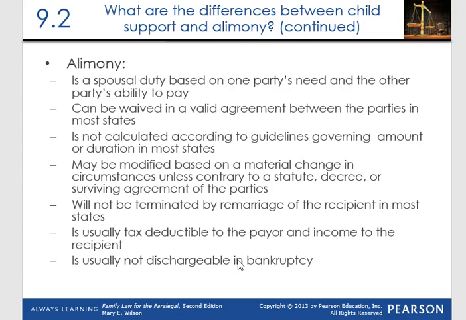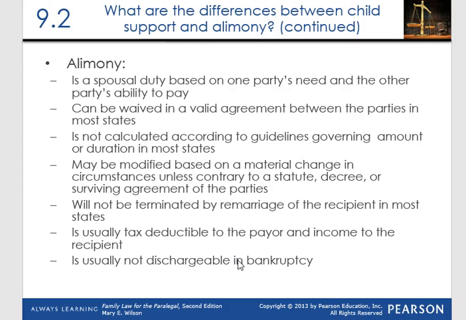Alimony or spousal support is a spousal duty based on one party's need and the other party's ability to pay. Although, again, spousal support is not always necessarily need-based. It can be waived in a valid agreement between the parties in most states. It can be waived in Ohio. It is not calculated according to guidelines governing amount or duration in most states.